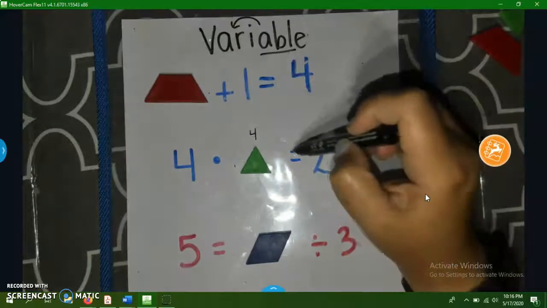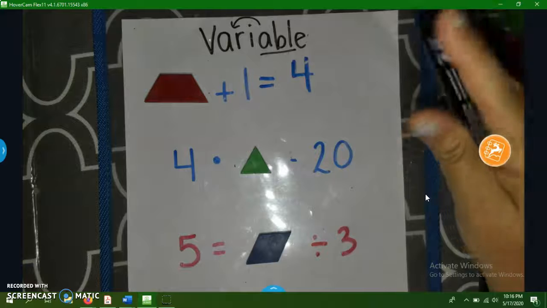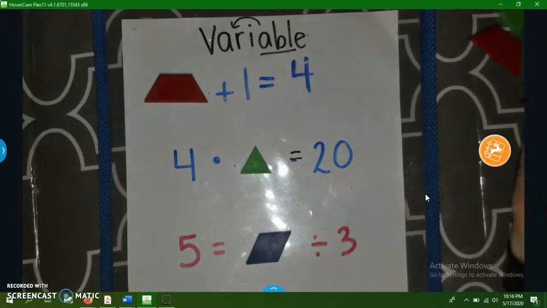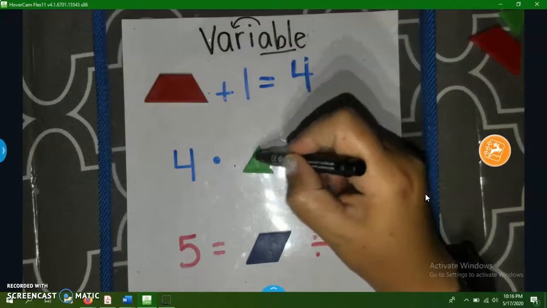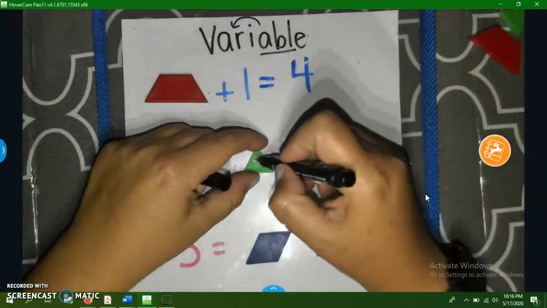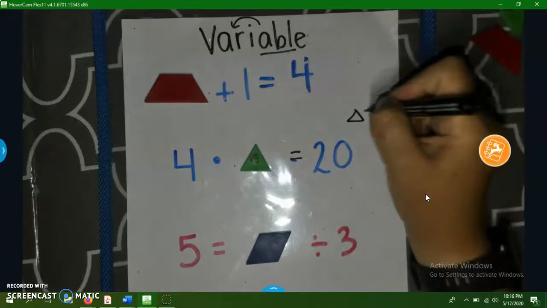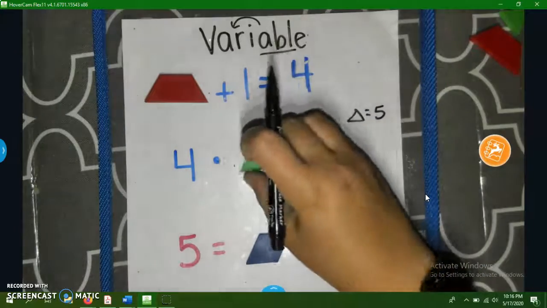Well, 4 times 4 does not equal 20. So the triangle is not equal to 4. We're trying to figure out what the triangle is equal to, what we could plug in for the triangle that would give us 20. So of course that would mean that our triangle is equal to 5, because 4 times 5 is 20. So off to the side we could say a triangle equals 5 for this equation.